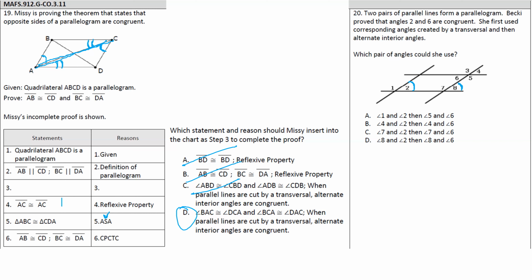So the only thing that correctly does that in the first step is option D. 2 and 8 are congruent because they're corresponding. Then 8 and 6 are congruent because they are alternate interior. And D correctly does that as well. So D is our answer.